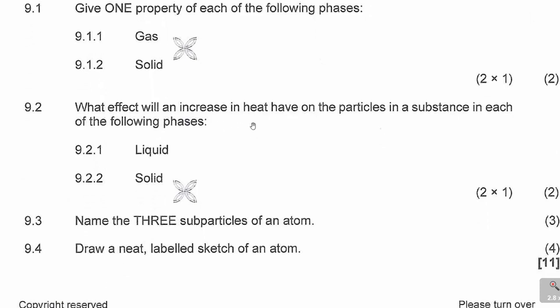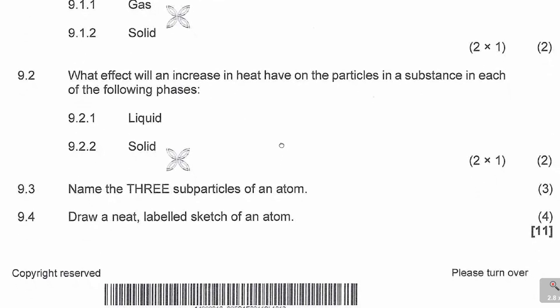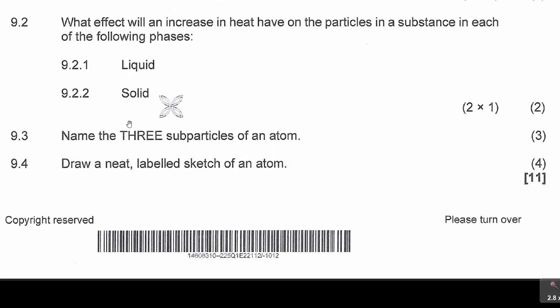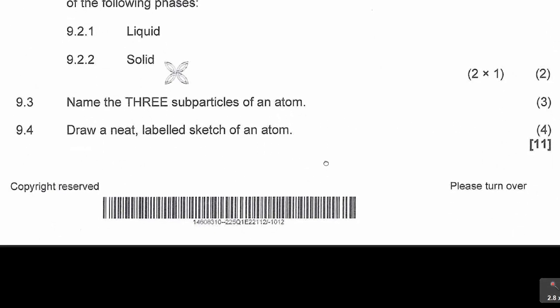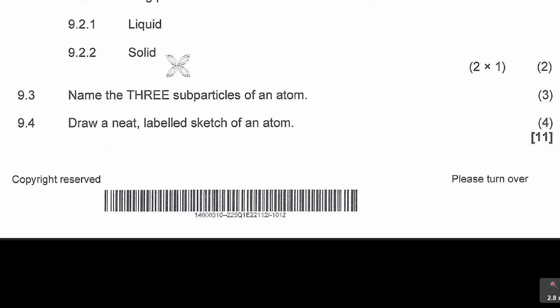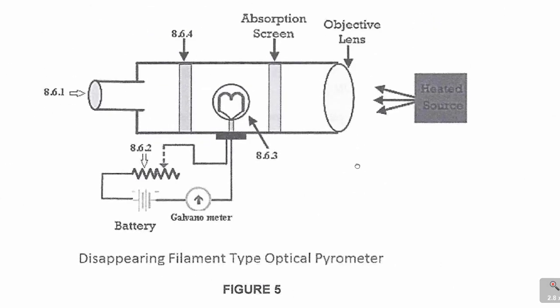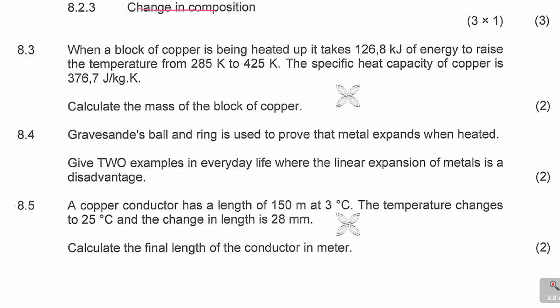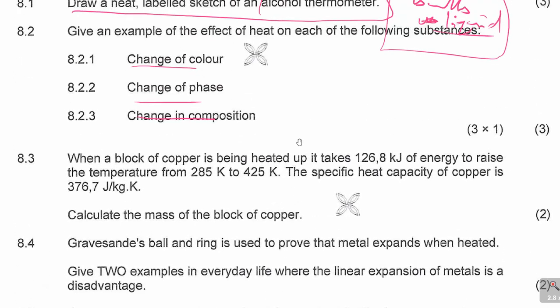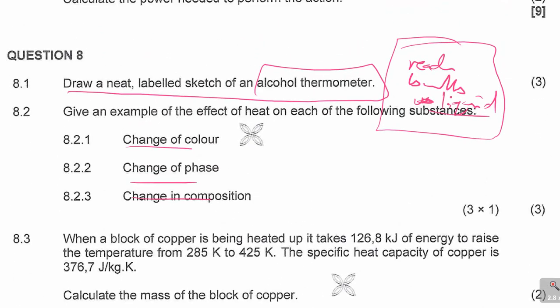What effect will an increase in the heat have on the particles in a substance in each of the following phases, liquid, solid? Name 3 subparticles of an atom, and draw a neat labelled sketch of an atom. So all these things, that's what they are asking on the atom. So you've got 2 sketches now that you're doing. The first sketch, I think in the previous one, you're sketching a thermometer. Remember that, guys? Alcohol thermometer is the key.